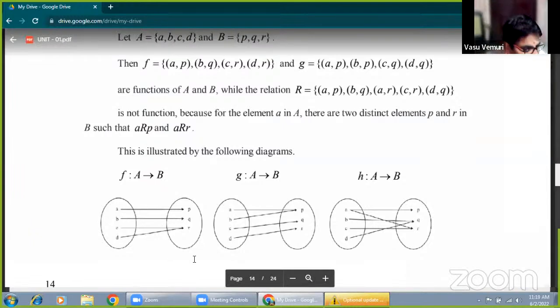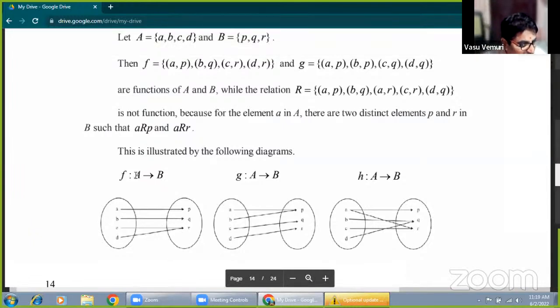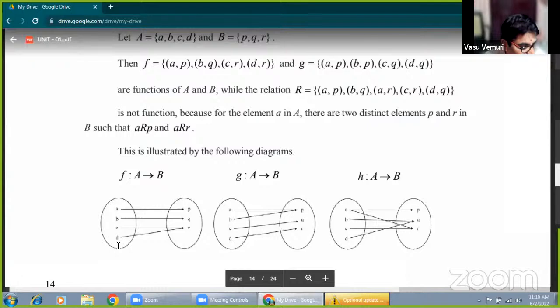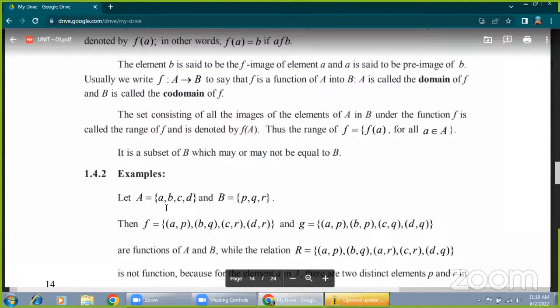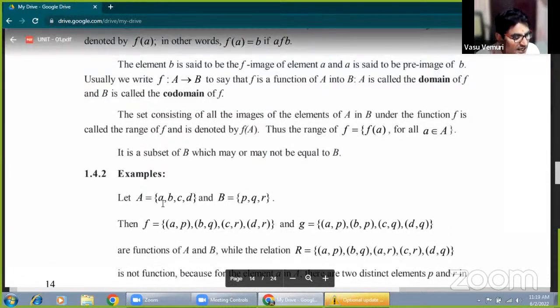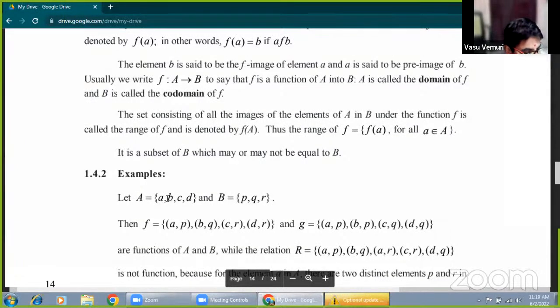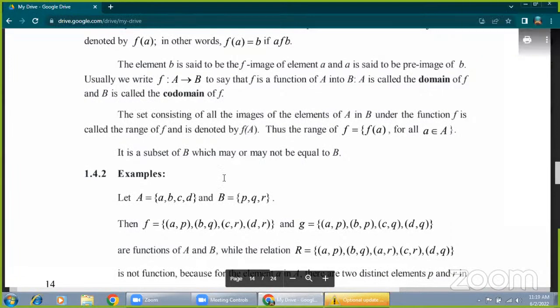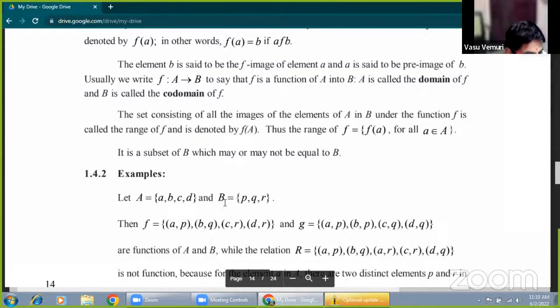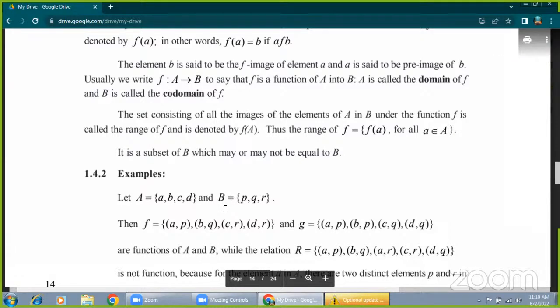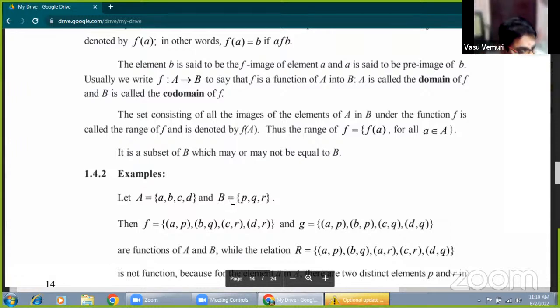Just you have to see there are so many functions here. F maps A to B. This is capital A and this is capital B. How to write F from A to B? Here capital A equals A, B, C, D, and these are the four elements. Cardinality of the set, mod A, equals 4, n of A equals 4, and n of B equals 3. That is mod B. Then the number of elements given in B is called the cardinality of B, or the order of the set. That is 3.